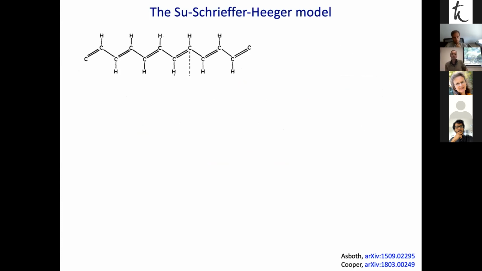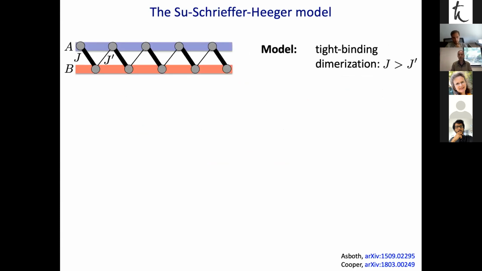To describe this SSH model, essentially SSH did the following thing. They simplified it to the extreme, assuming that you've got two sublattices, A and B, and you work in the tight-binding limit and in the dimerized limit. So essentially you have two sites strongly coupled and the other side weakly coupled, so you've got an alternation of weak and strong bonds.